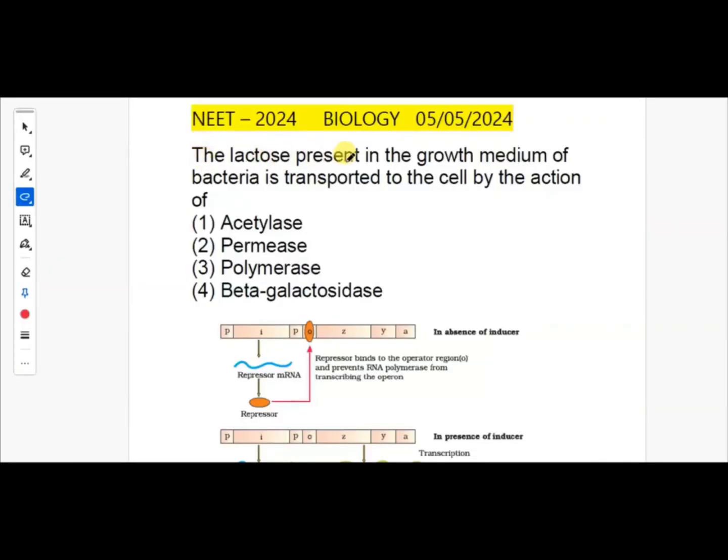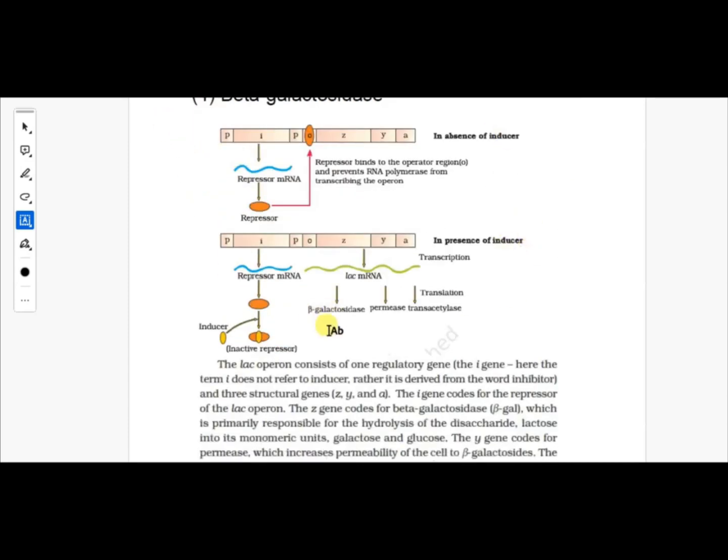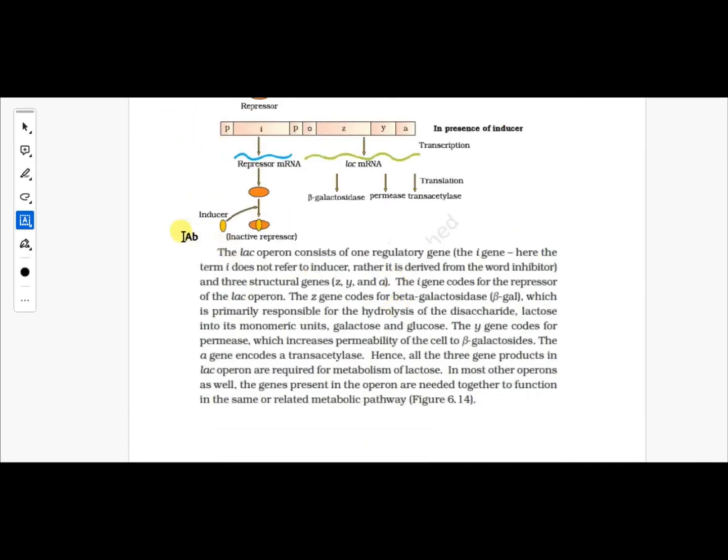The lactose present in the growth medium of bacteria is transported into the cell by the action of option 2, permease. You can see the NCERT topic and diagram from the chapter known as Molecular Basis of Inheritance. Here's the NCERT explanation. You can see the permease answer in the diagram as well as in the topic given.